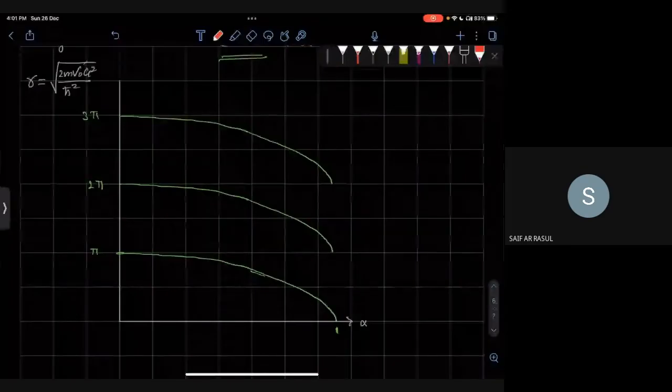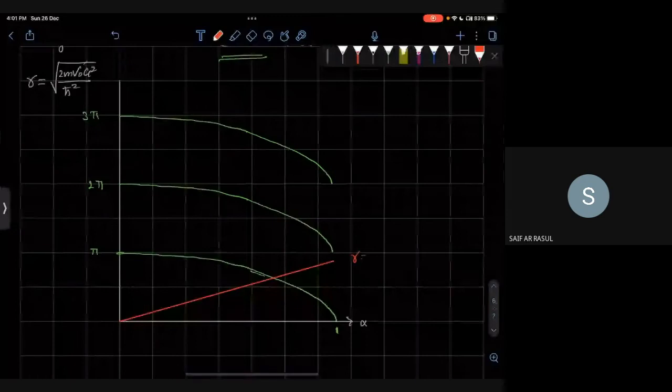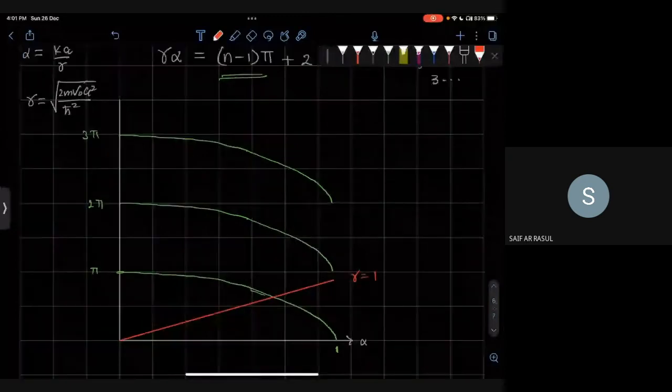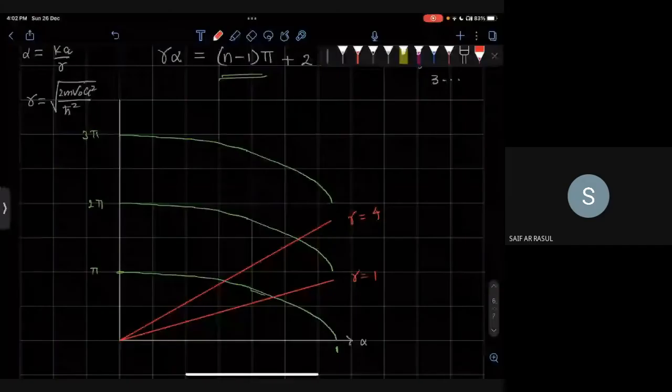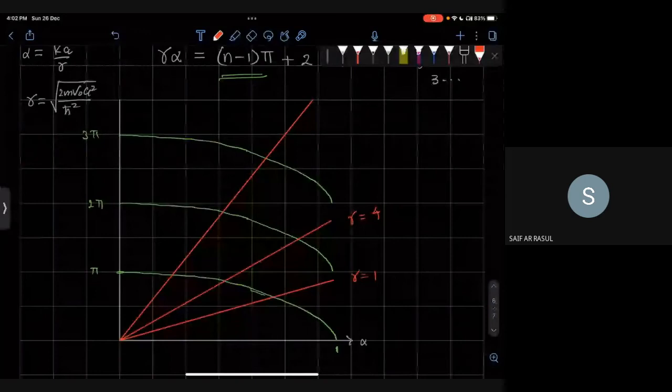So the left-hand side of the equation is a straight line in terms of alpha, but its slope will depend on the depth of the potential. So for very low depth, the potential is like this. So this is gamma equals 1, and then gamma equals 2, or no, this is gamma equals 4. If you increase gamma, it just goes like this, okay?